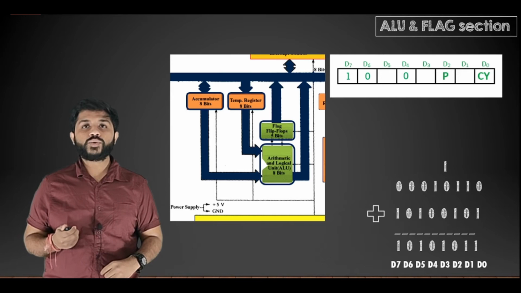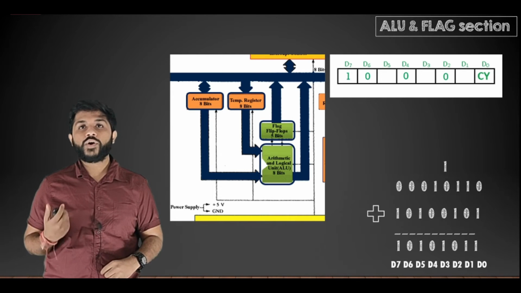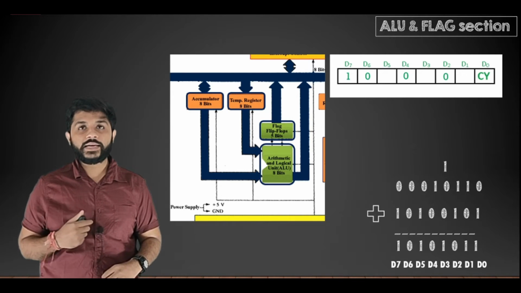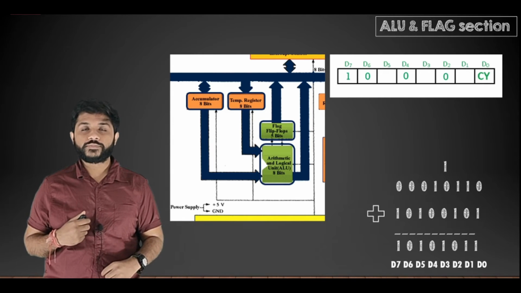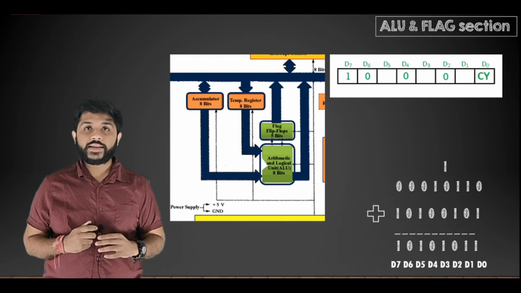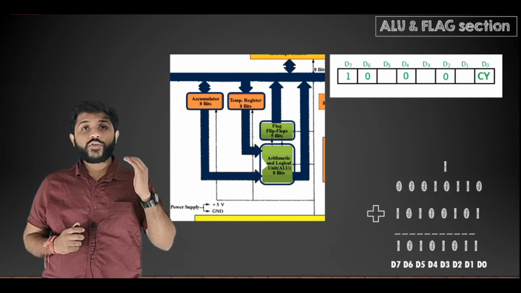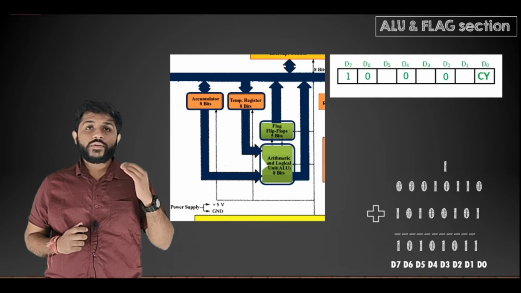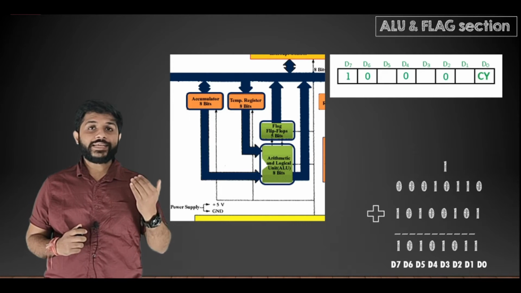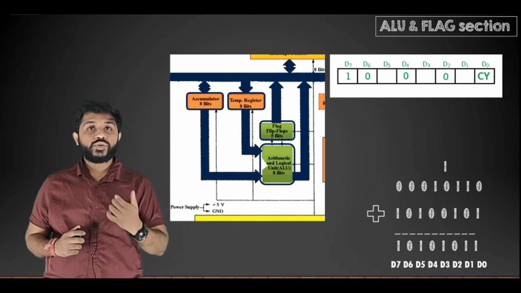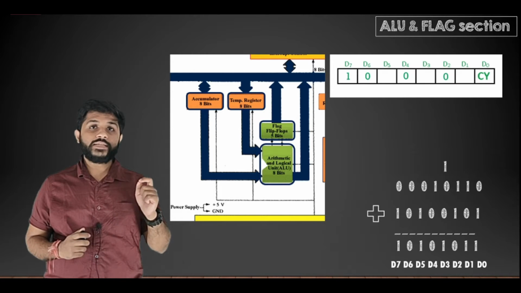So you can see that the total number of ones are odd, so the parity flag will be 0. The last flag is the carry flag. When will the carry flag be set? When you are performing addition of, let's say, 8 bits and you are getting a 9-bit answer. So we are getting an 8-bit answer and the 9th bit is the carry.